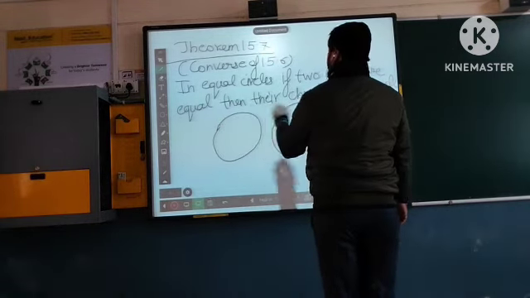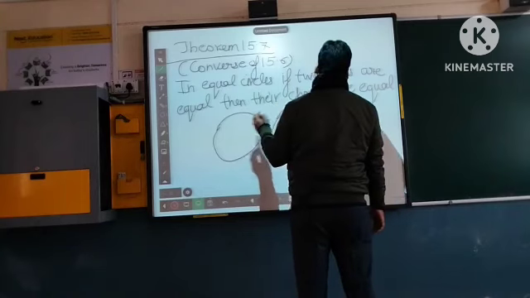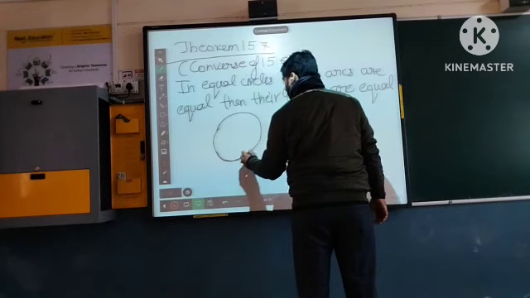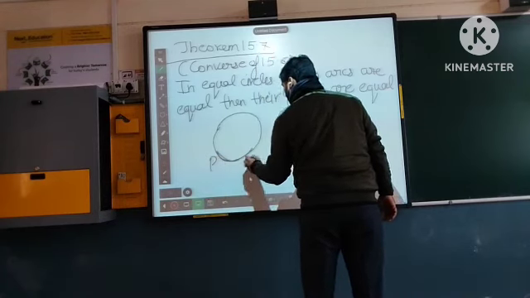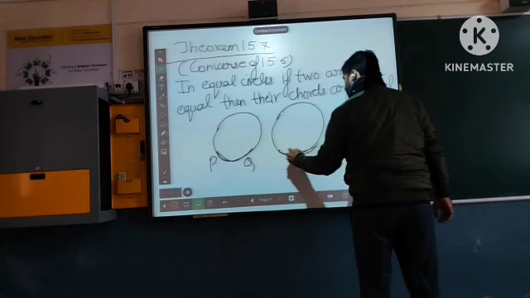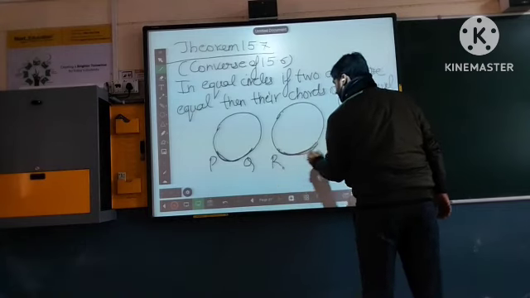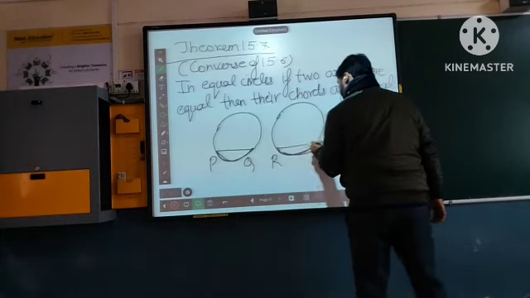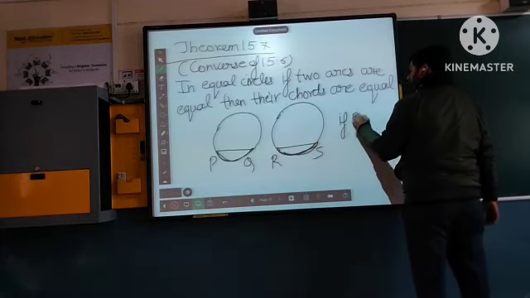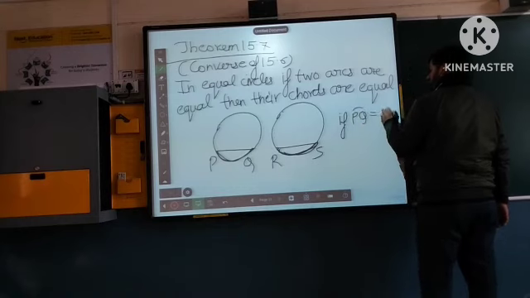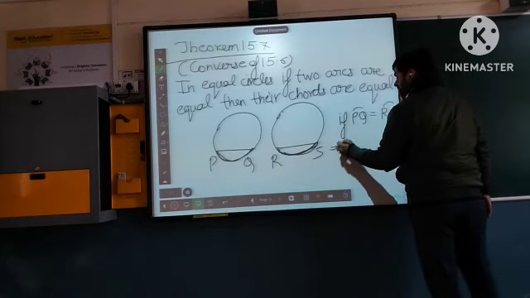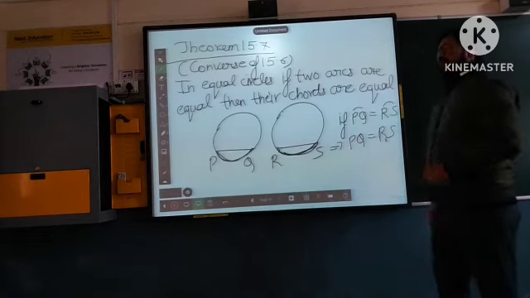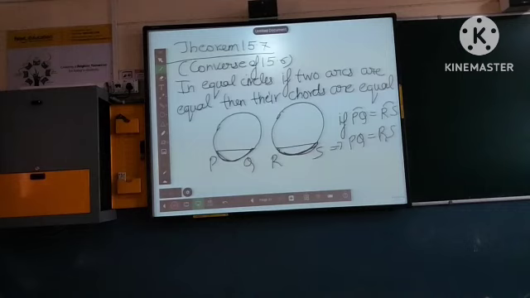I'm drawing two circles. These circles are assumed to be equal, which means the radii are the same. Drawing the arc, the first arc is PQ. The second arc I am drawing in this second circle, which has the same radii, is RS. So if arcs PQ and RS are equal, the length of the chords PQ and RS will be equal. So if arc PQ equals arc RS, this implies that chord PQ is equal to chord RS.